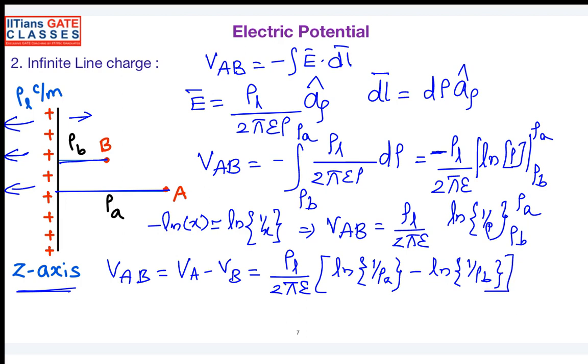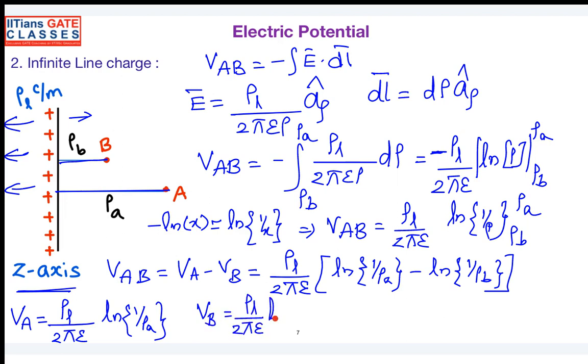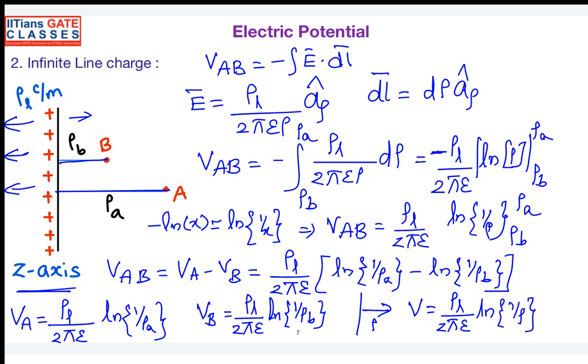By comparison, the potential at point A is rho L by 2 pi epsilon ln of 1 by rho A, and the potential at B is rho L by 2 pi epsilon ln of 1 by rho B. Once you generalize the equation, for a line charge at any distance rho, the potential equation is rho L by 2 pi epsilon into ln of 1 by rho. This is the generalized equation for the electric potential due to an infinite line charge.